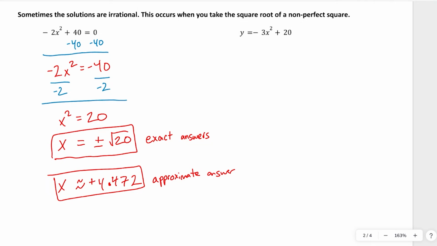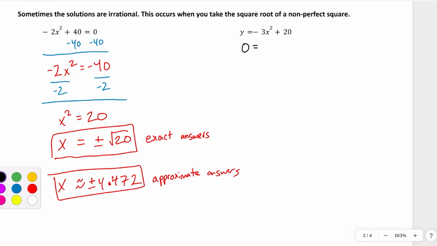Oh, and it should be plus or minus. Forgot that. So there should be two answers. All right, we'll do one more like that. For this next one, we'll start by setting it equal to 0 so that we can actually find the solution. So 0 equals negative 3x squared plus 20.